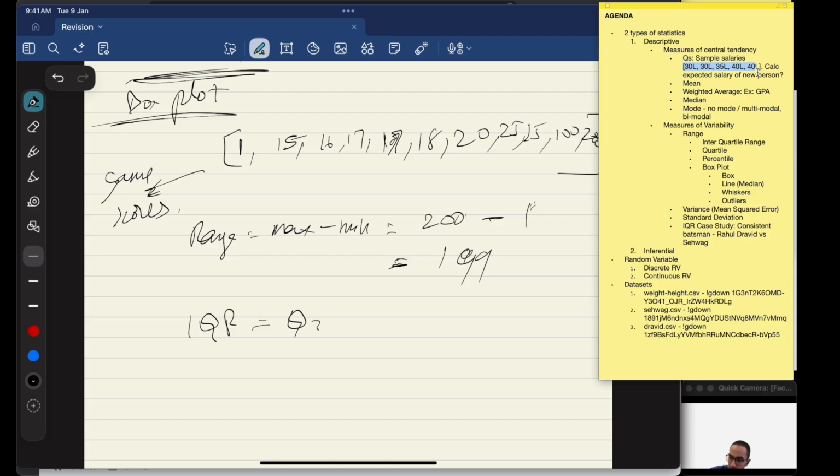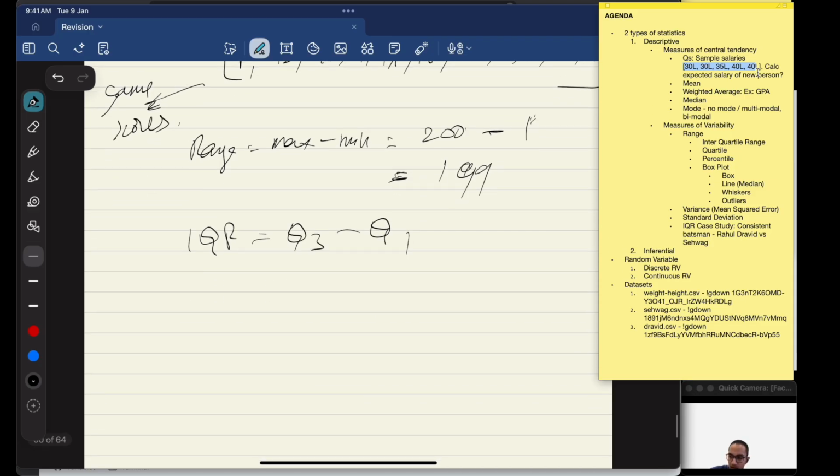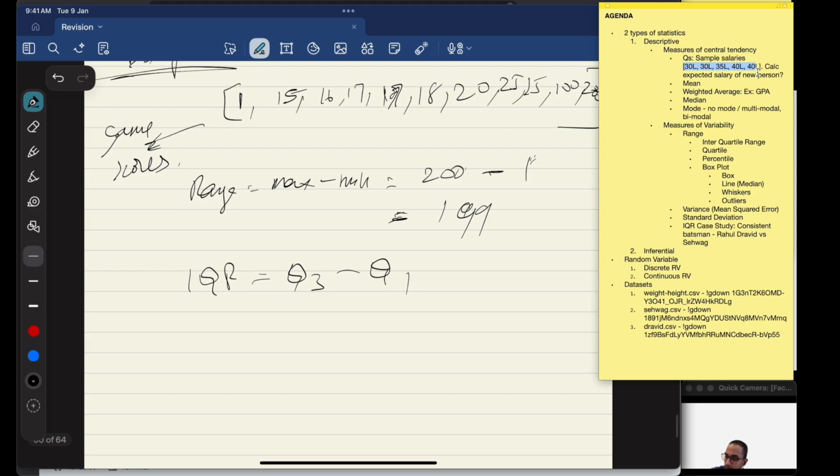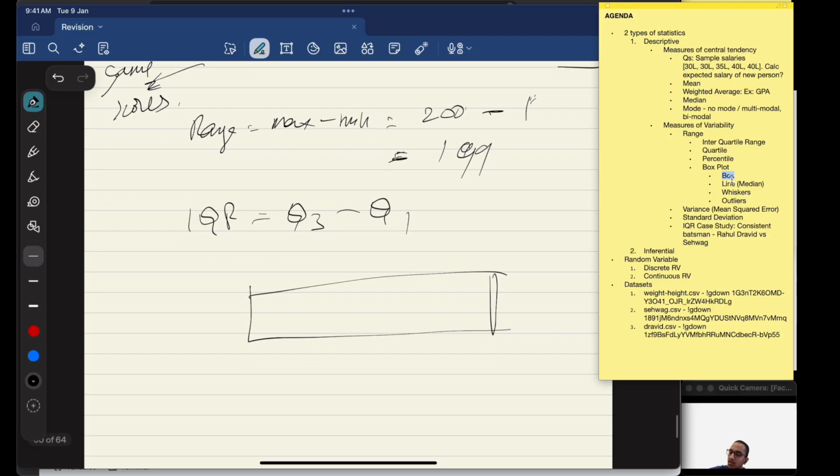IQR is Q3 minus Q1. How do I get the Q3 value? So suppose the box plot is something like this. The box itself is the IQR. This is Q1 and this is Q3. So Q1 to Q3 is the box range. The line is the median, which is our Q2. This is the 50th percentile value, this is the 25th percentile, and this is the 75th percentile.